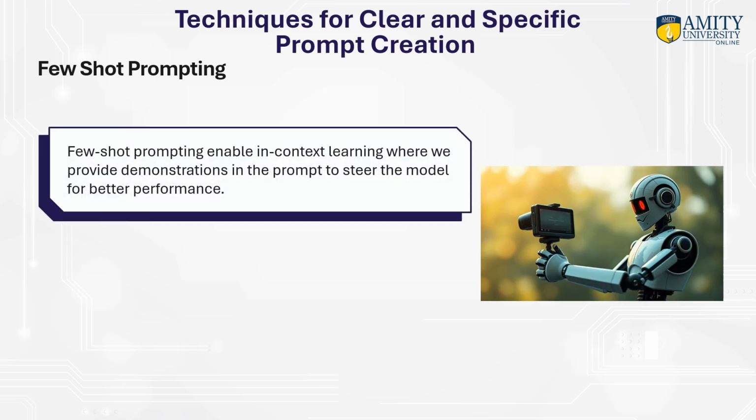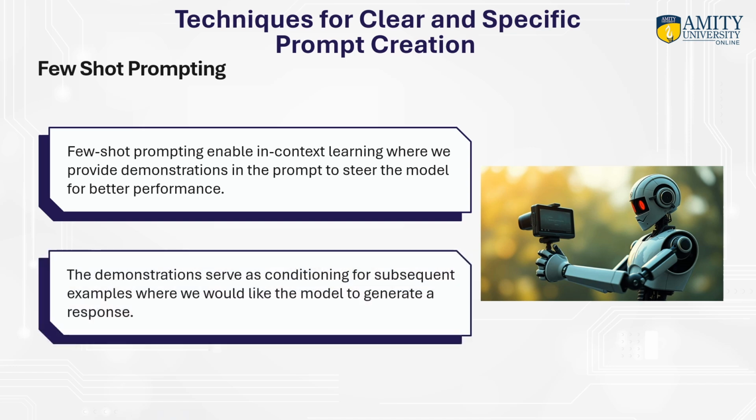Few shot prompting enables in context learning, where we provide demonstrations in the prompt to steer the model for better performance. The demonstrations serve as a condition for the examples where we would like the model to generate its responses. Let's try to understand it with an example.